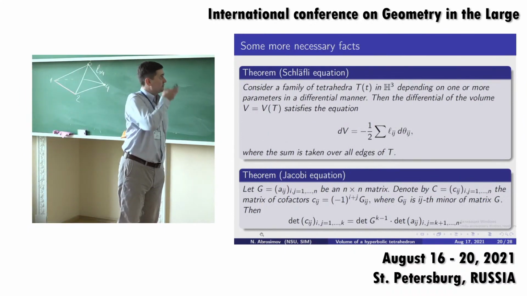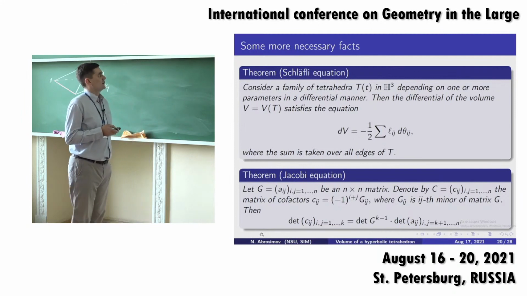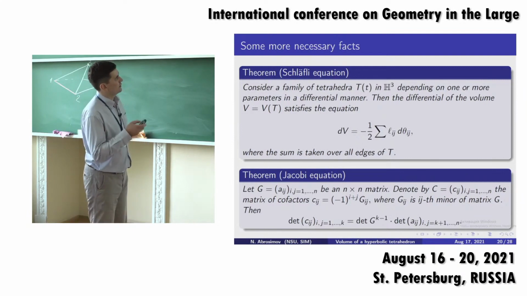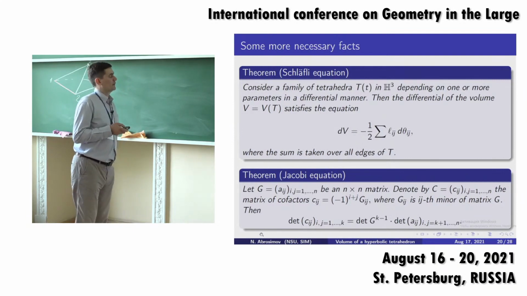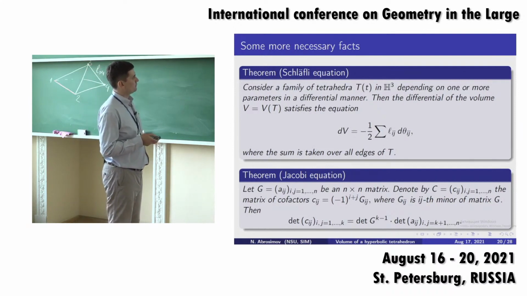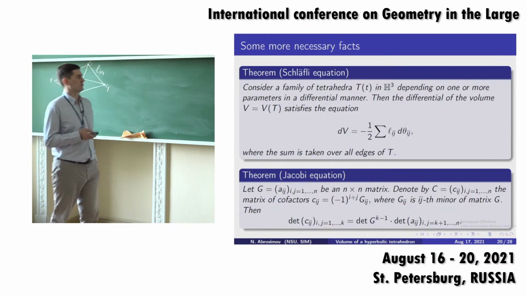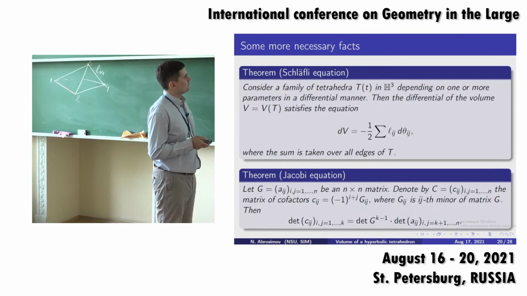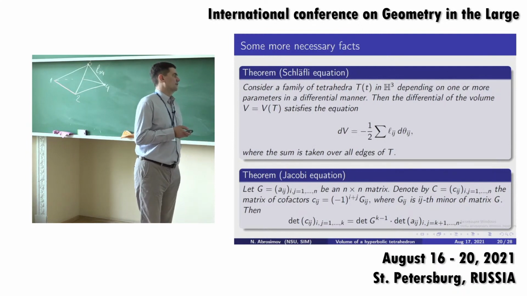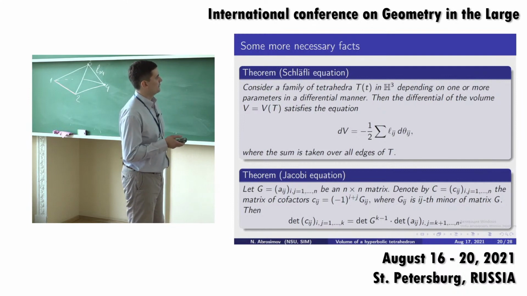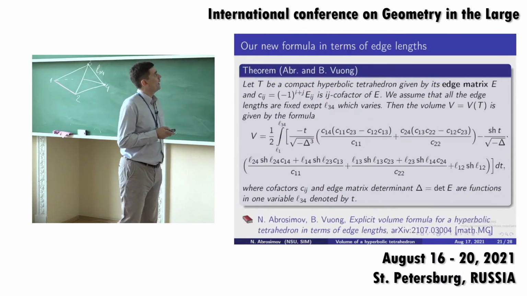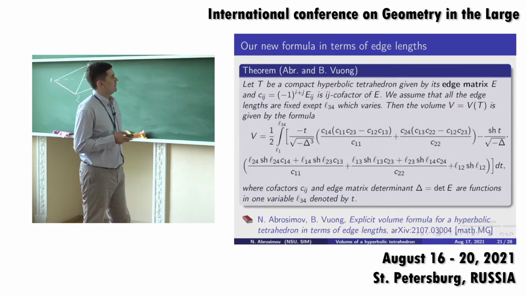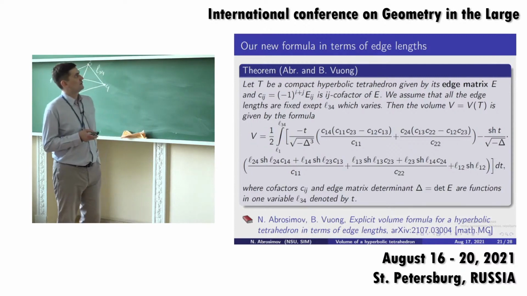The necessary instrument for us is the Schläfli differential equation, which relates the volume differential, edge lengths, and differentials of diagonal angles. And also we use the so-called Jacobi equation, which relates different cofactors of a quadratic matrix. And using these results, we find this formula.